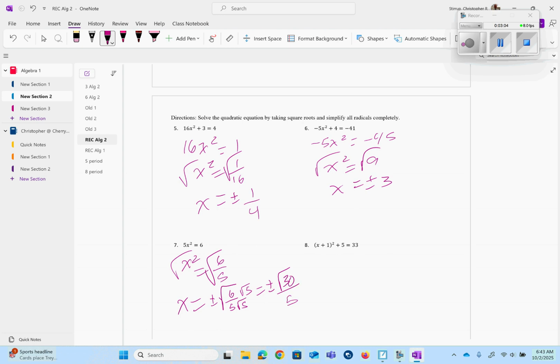And that's done. Number 8, we're going to subtract 5 from both sides first. So that's going to give me 28. Take the square root of both sides. So that's going to give me plus or minus square root of 28. 28 breaks down to 4 and 7. So that'll be 2 root 7. So I'll subtract 1 from that, so I get negative 1 plus or minus 2 root 7.